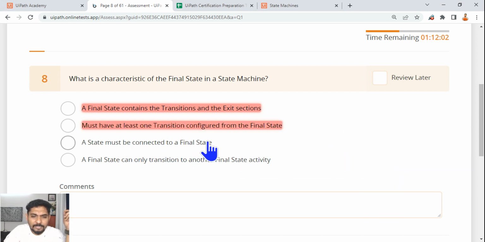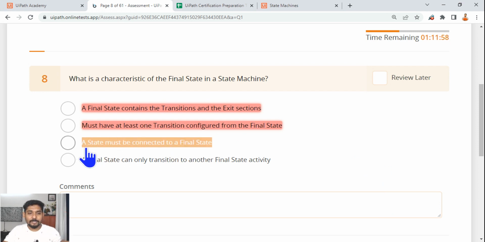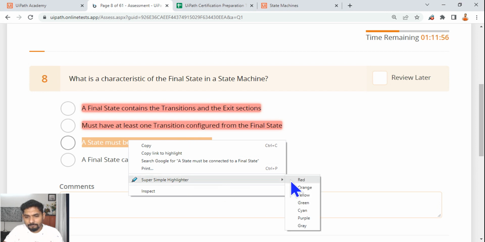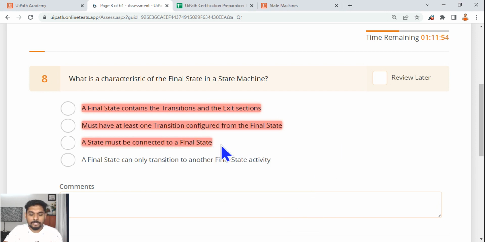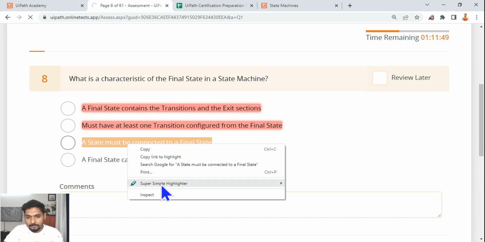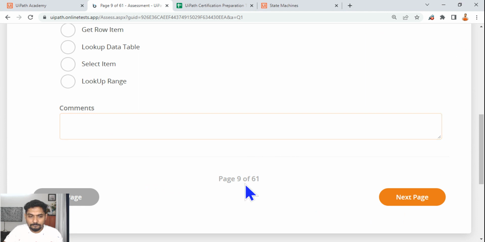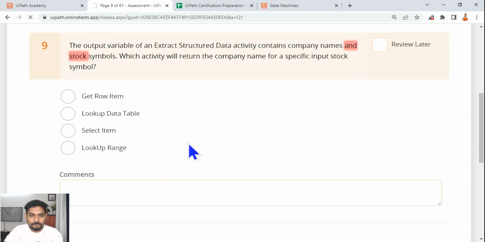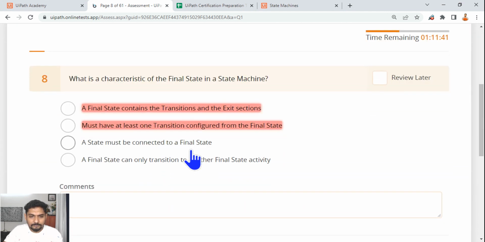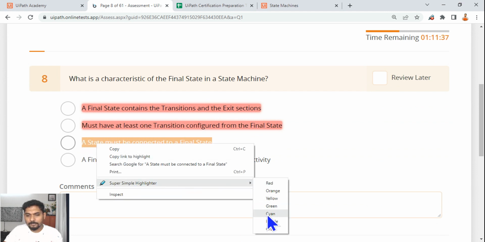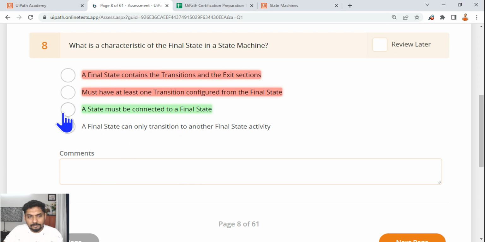A state must be connected to a final state. This is right. So any state should be connected to a final state, right? A state must be connected to a final state. Sorry, I should put it in green. Right click, okay, so that is green. Yeah, this is green. Right click, green. And so this is the right answer.